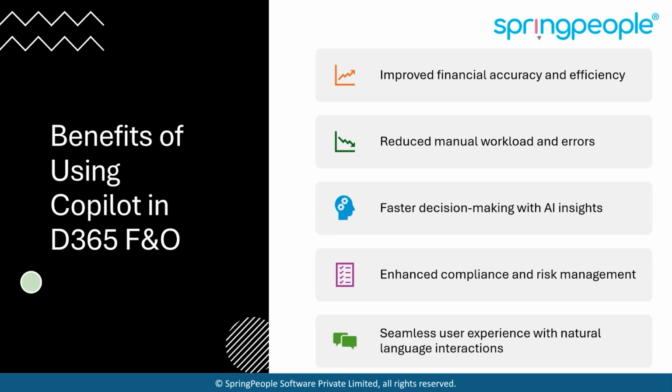But overall, the Copilot is helping the finance and operations teams to streamline their processes, make their data-driven decisions properly, and also improve efficiency. In benefits, you have improved accuracy and efficiency, reduced manual workload and errors, and faster decision making with AI insights. Compliance and risk management is important because the data which you get is mostly based on the region where you are using it. So that is again important. And the seamless user experience, because you can converse with the application in normal natural language, right? That's the benefits of the Copilot.